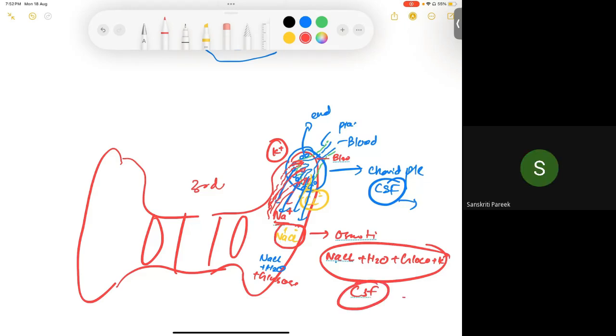Okay, so let me just repeat it again. Na is going to be dumped into the space. As it is a positive ion, chloride is going to follow. Okay, just let me mute your mic. I think it's making a lot of disturbance.